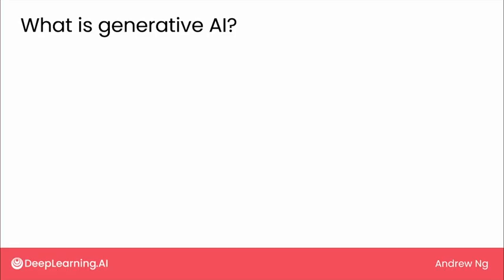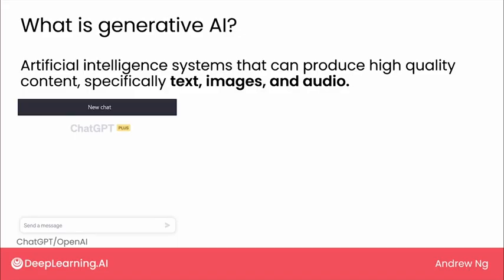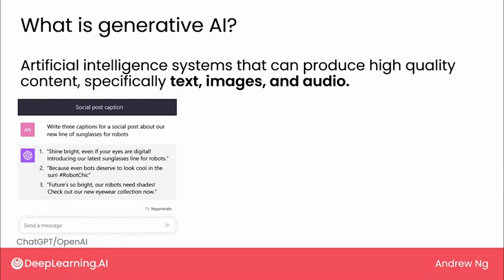What is generative AI? This term refers to AI or artificial intelligence systems that can produce high-quality content, specifically text, images, and audio. One of the best-known generative AI or Gen AI systems is OpenAI's ChatGPT, which can follow instructions to carry out tasks like write 3 captions for a social media post about our new line of sunglasses for robots, and have it generate a variety of creative outputs.